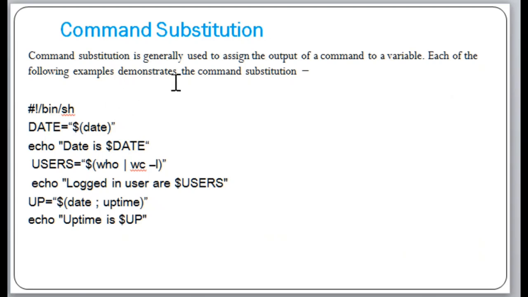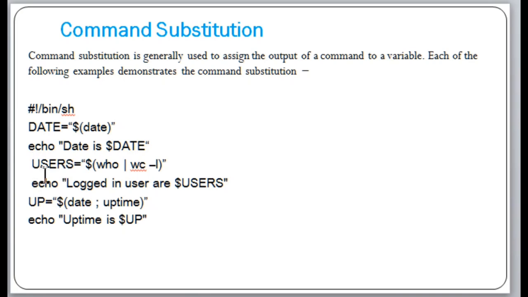Command substitution is generally used to assign the output of a command to a variable. Each of the following examples demonstrates a command substitution. So we actually set date equal to the date command. Okay. So we could echo date is and the date command, and it would actually display the output of the date command. Okay.